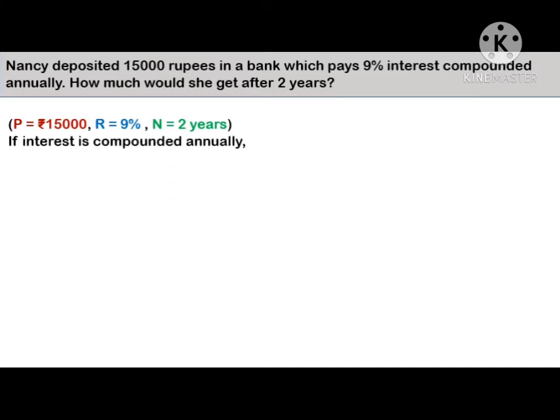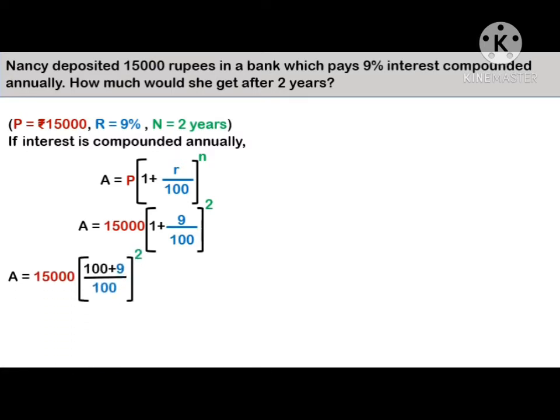If interest is compounded annually, we know amount A equal to P into 1 plus R by 100 all raised to n. When we substitute here, we get amount A equal to 15,000 into 1 plus 9 by 100 all raised to 2. Let's solve this. Here 1 plus R by 100 can be written as 100 plus 9 by 100. So we get A equal to 15,000 into 100 plus 9 by 100 all raised to 2. That is 15,000 into 109 by 100 all squared.